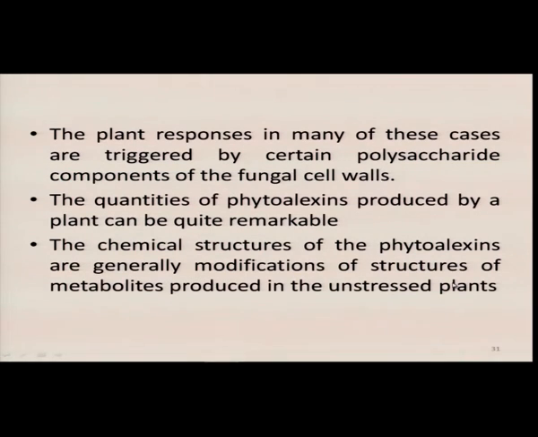The chemical structures of these phytoalexins are generally modifications of the structures of the metabolites produced in unstressed plants. So, as we said, it is in response to a stress. This stress can be environmental, or it can be because of an invading pathogen, that the phytoalexins are produced. So, what happens in a non-stressed plant? A non-stressed plant also has certain chemical components. It is those chemical components which have structural modifications happening to produce the specific phytoalexins, which in turn will act as a protectant against the invasion or against the particular stress.